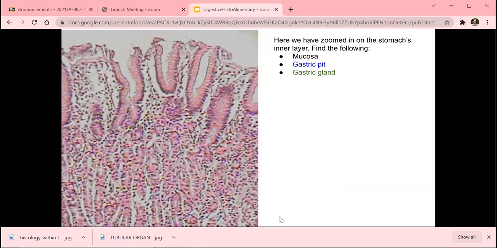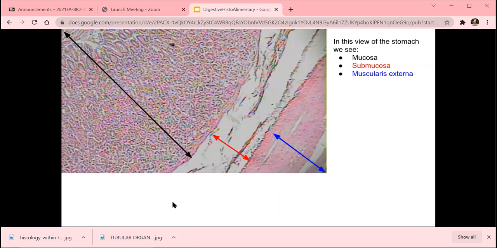This is the other picture of the tunica mucosa of the stomach. You can see the epithelium. These are the gastric glands, and the opening of the gland is called gastric pit. Here is your lamina propria full of glands. Here is the tunica mucosa. After that, we have tunica submucosa, and then we have muscularis externa.